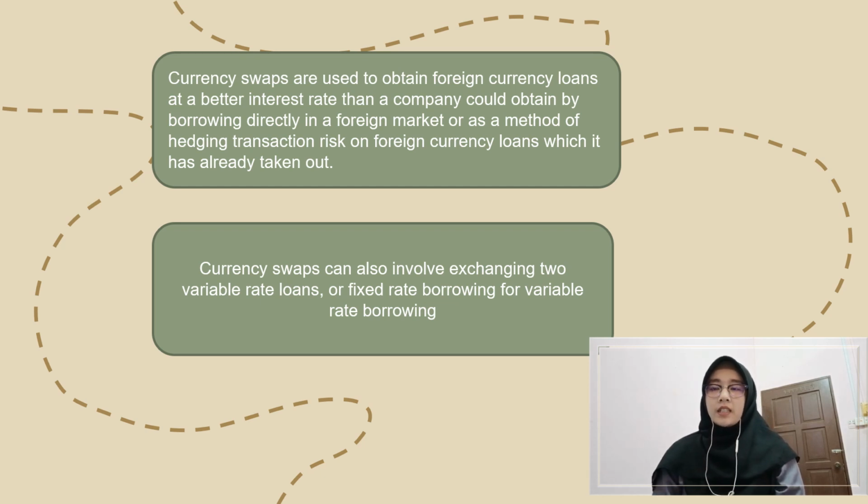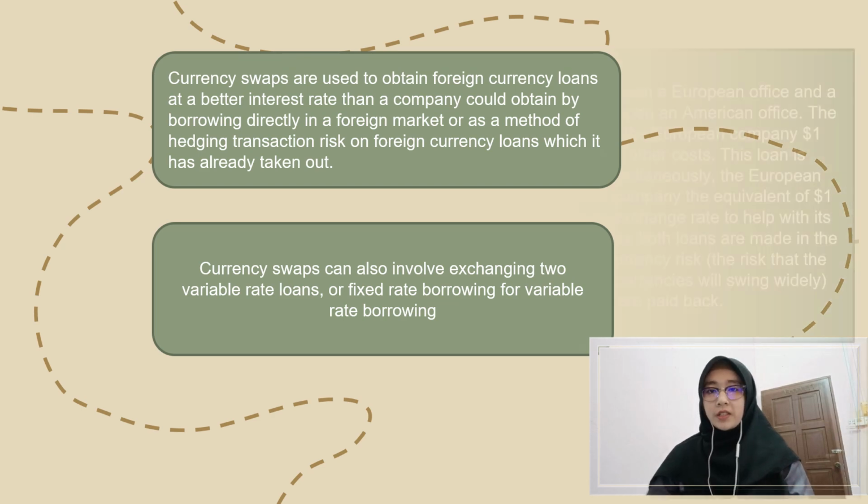Currency swaps are used to obtain foreign currency loans at a better interest rate than a company could obtain by borrowing directly in a foreign market, or as a method of hedging transaction risk on foreign currency loans which have already been taken out. Currency swaps can also involve exchanging a fixed rate borrowing for a variable rate borrowing.